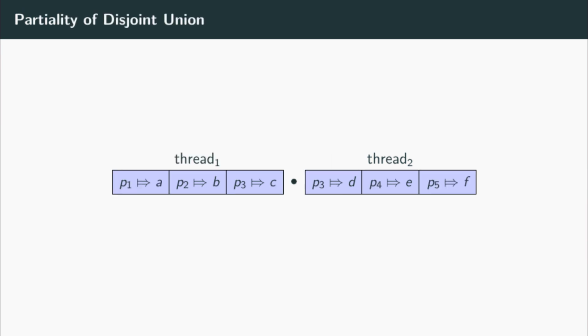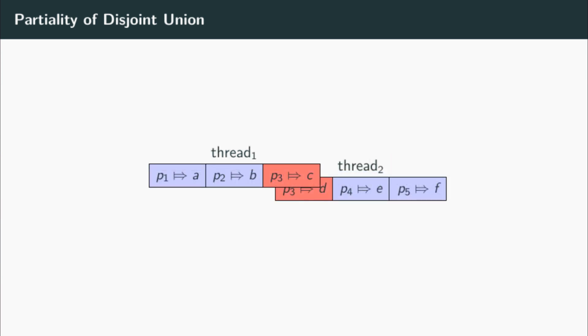The operation is undefined if the operand heaps have a pointer in common, thus modeling that the private heaps of two concurrent threads cannot share pointers. The unit is the empty heap with no pointers allocated.